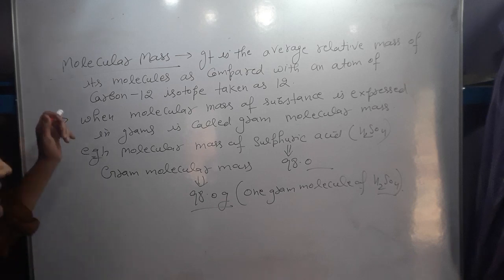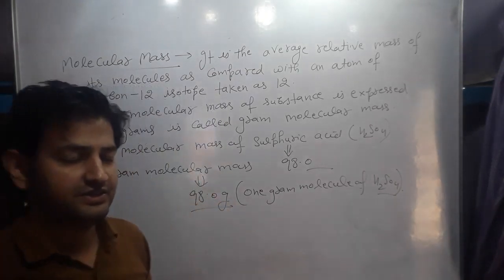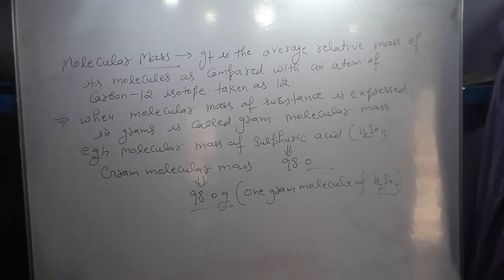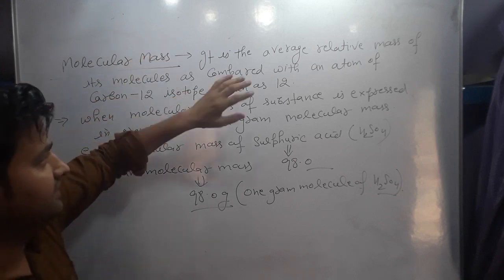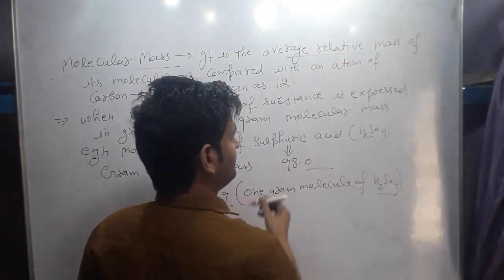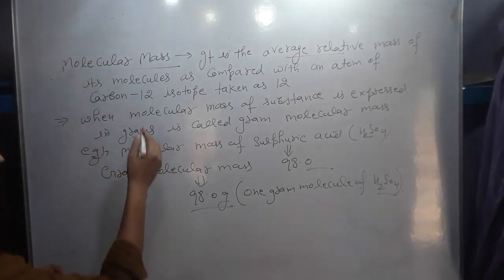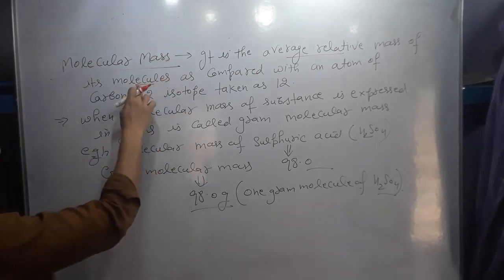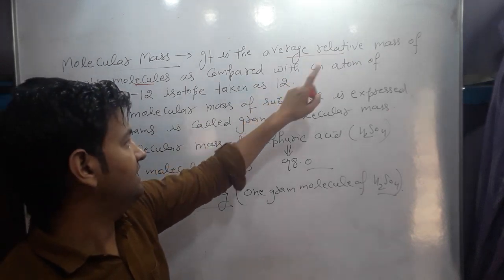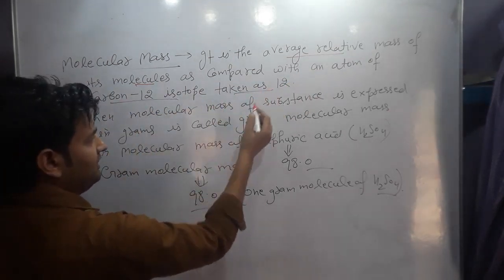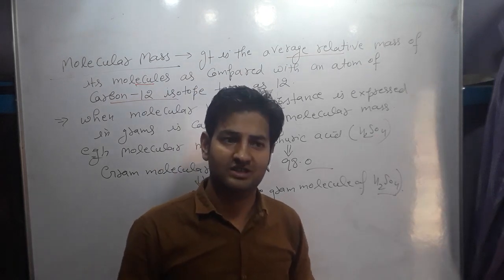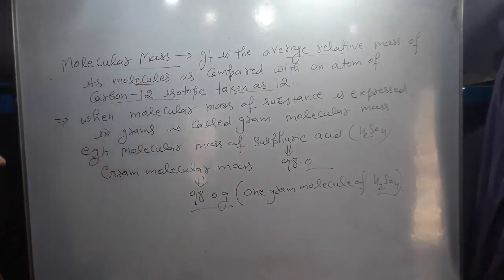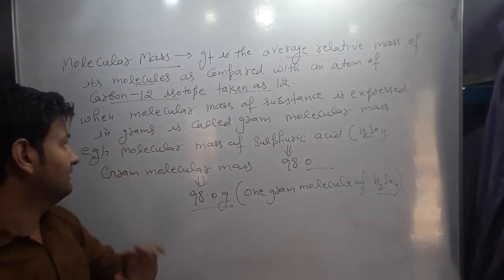Okay students, similarly to atomic mass, the next term is molecular mass. It is the average relative mass of its molecules. In atomic mass, atoms are compared with an atom of carbon 12 isotope. Means in molecular mass also we compare with carbon, the reference mass is 1/12 of the mass of carbon 12 isotope, and atomic mass of carbon is 12.